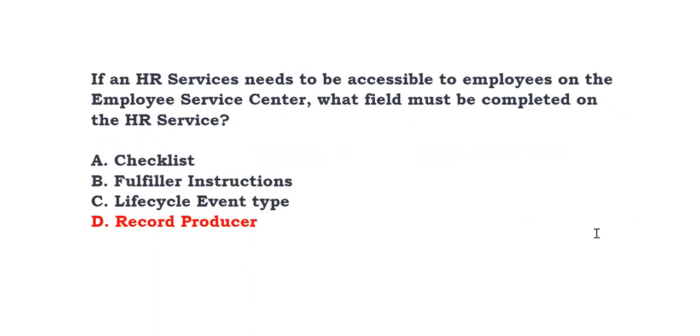Next question is, if an HR service needs to be accessible to employees on the Employee Service Center, what field must be completed on HR service? Option A, checklist. Option B, fulfiller instructions. Option C, life cycle event type. Option D is record producer. Correct answer is option D, that is record producer.